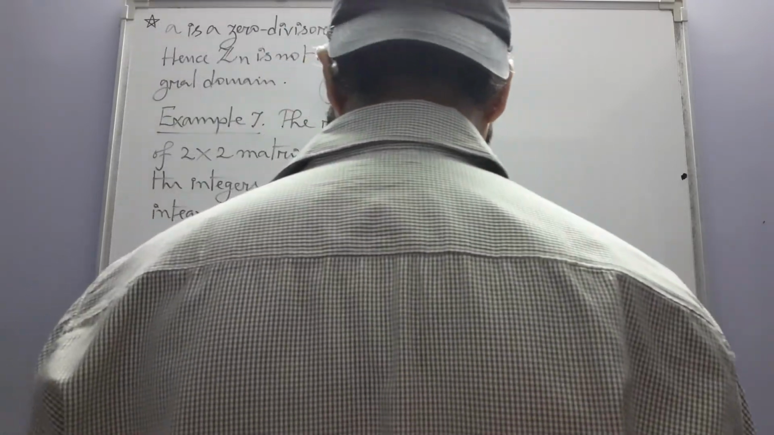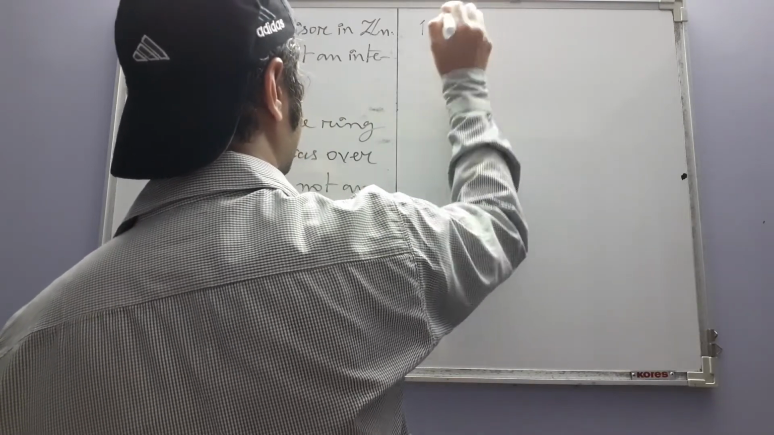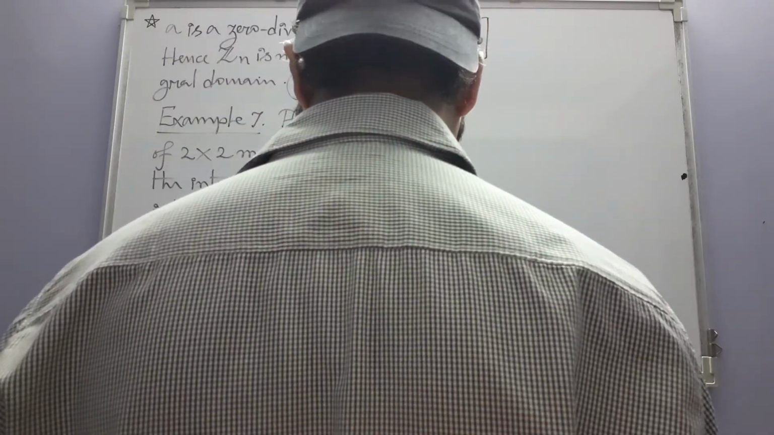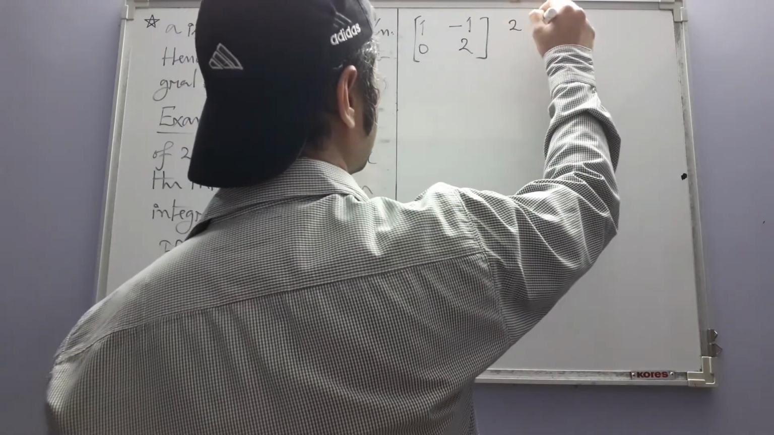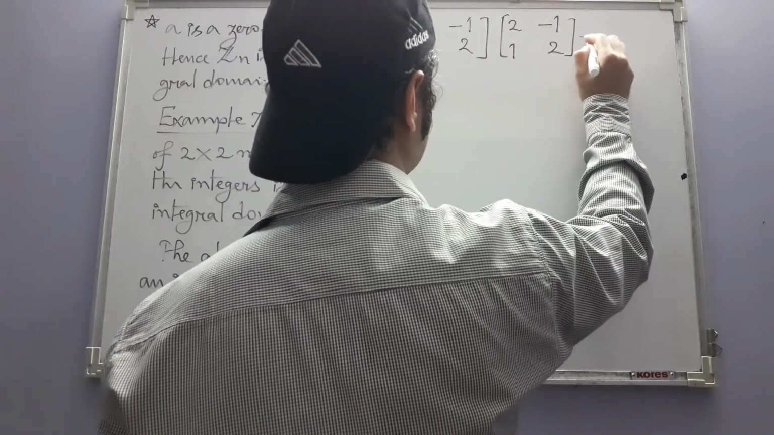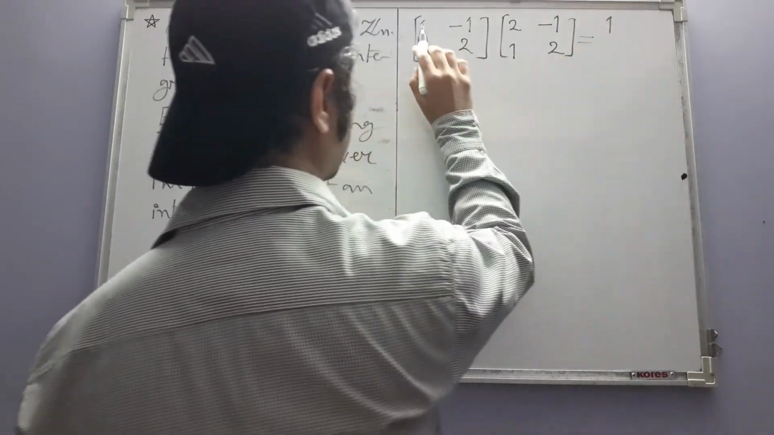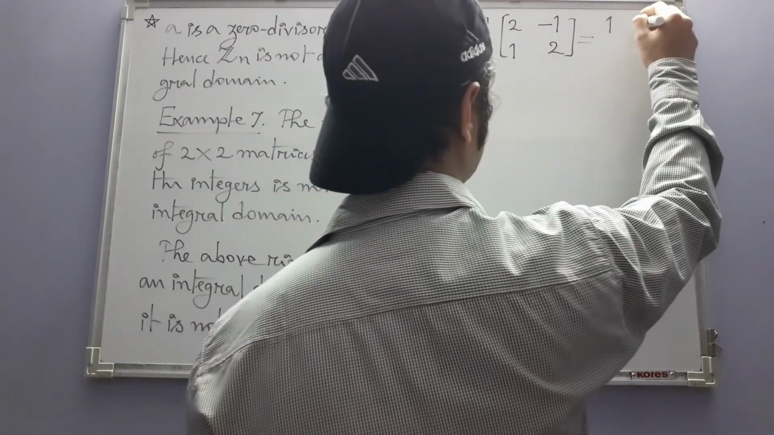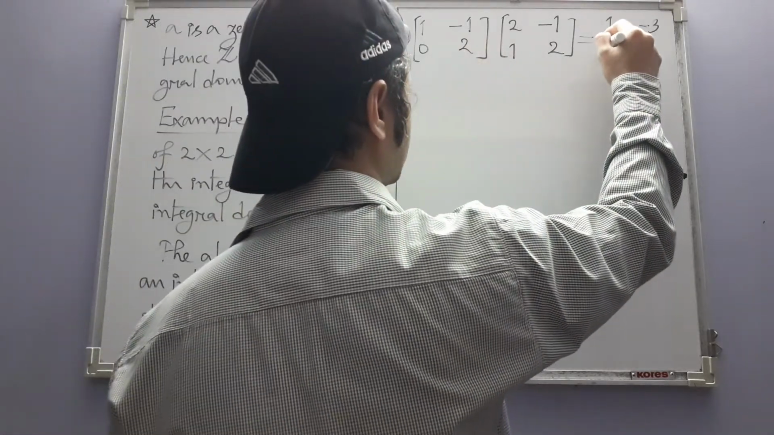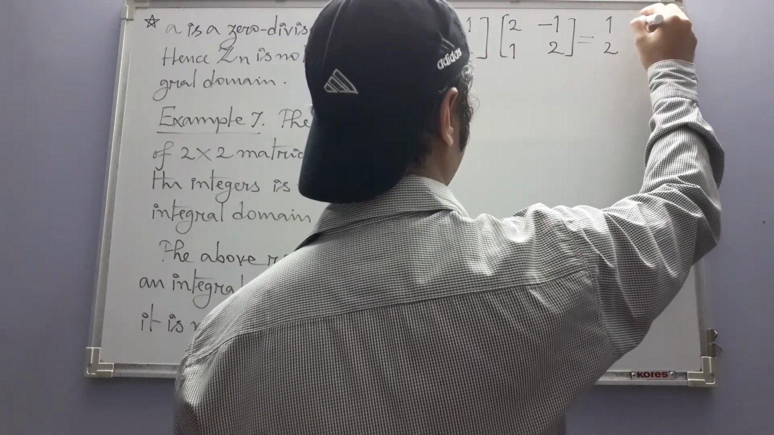One of them is, row wise, 1 minus 1, 0 2, and the other one is 2 minus 1, 1 2. So let me first calculate this product. 2 minus 1 1, minus 1 minus 2 minus 3, 0 plus 2 2, 0 plus 4 4.